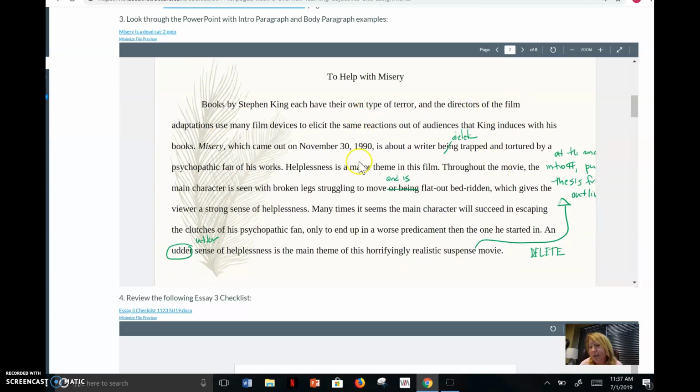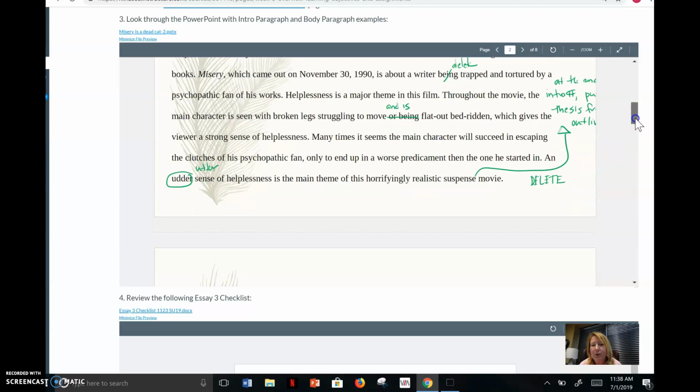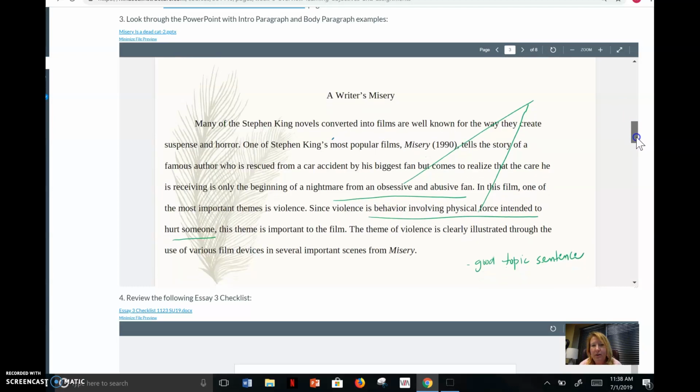Right here is an intro example. It's another theme. They're talking about helplessness. We're not. We're talking about suspense, but it kind of shows you the good and the bad with the intro.